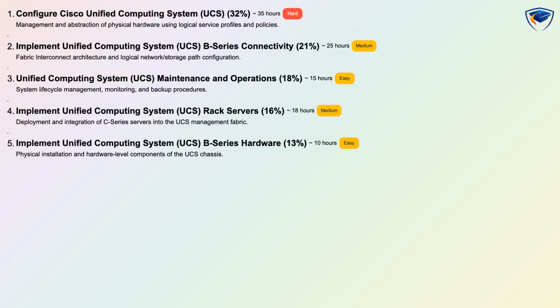The domains are: Configure Cisco Unified Computing System, UCS at 32%, Implement Unified Computing System, UCS B-Series Connectivity at 21%, Unified Computing System, UCS Maintenance and Operations at 18%, Implement Unified Computing System, UCS Rack Servers at 16%, and Implement Unified Computing System, UCS B-Series Hardware at 13%.